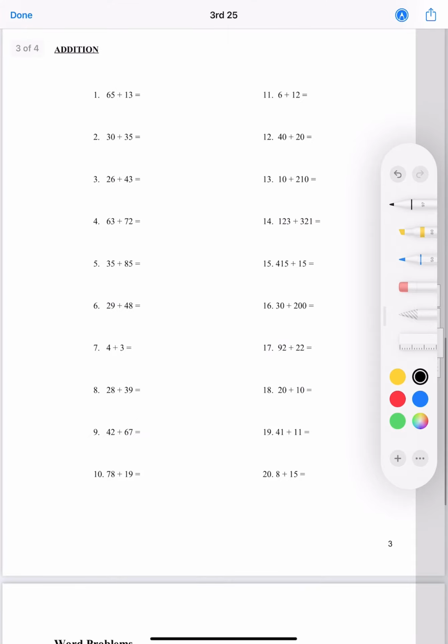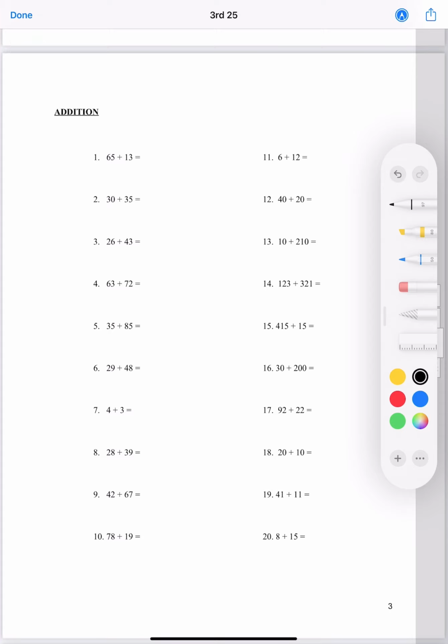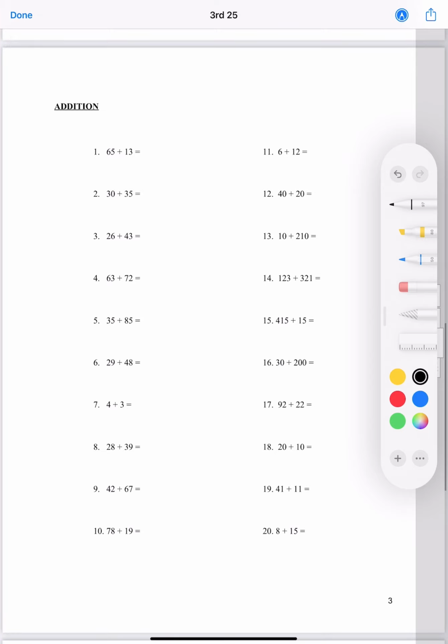Okay. Next we have addition. Let's do number 1, 65 plus 13. So we do long addition, 65 plus 13. And we go 5 plus 3 is 8, 6 plus 1 is 7. So we get our answer, which is 78.